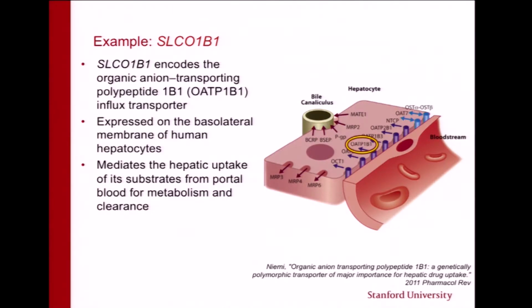So this SLCO1B1 gene encodes the organic anion transporting polypeptide 1B1, the OATP1B1 protein. It's an influx transporter. You can see I've circled it in yellow here. And it's expressed on the basolateral membrane of human hepatocytes. So what it does is it mediates the uptake of its substrates from portal blood into the liver for metabolism, and then subsequently clearance into the bile for elimination from the body.